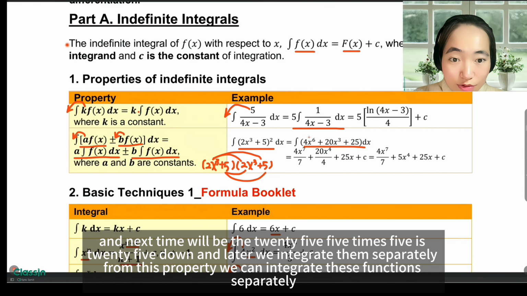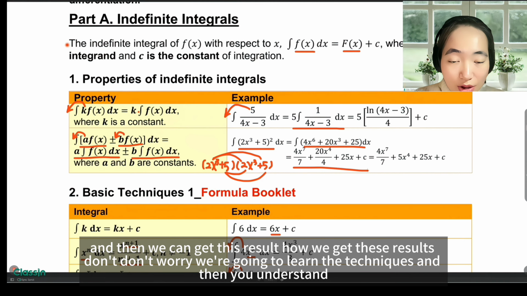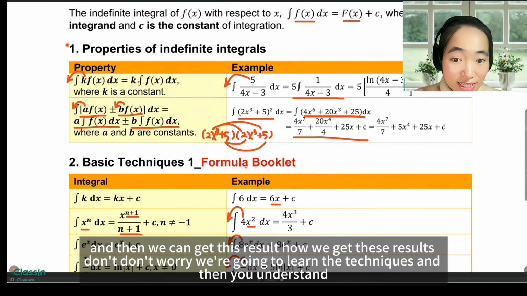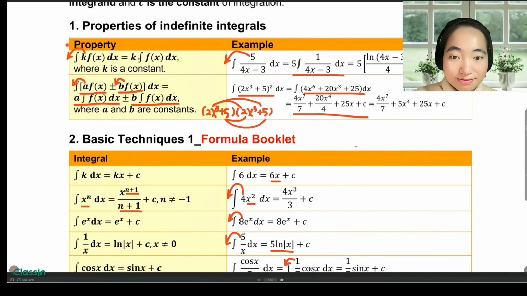From this property, we can integrate these functions separately, and then we can get this result. How do we get this result? Don't worry. We're going to learn the techniques, and then you will understand.